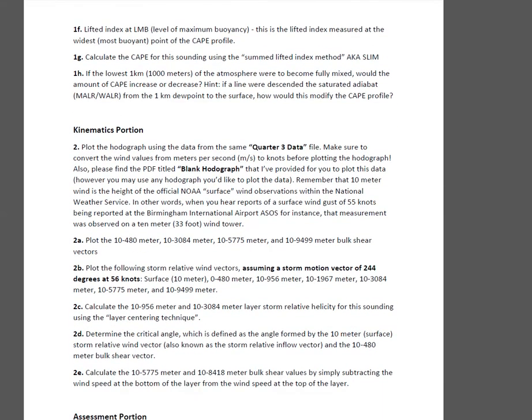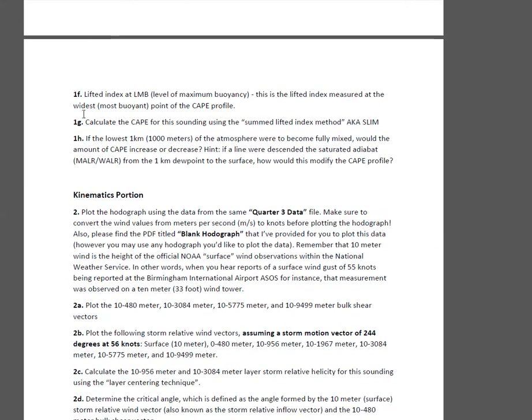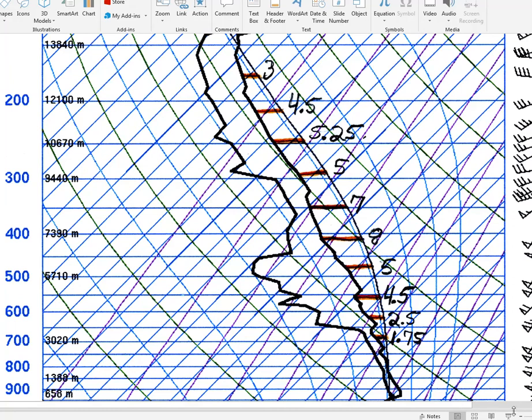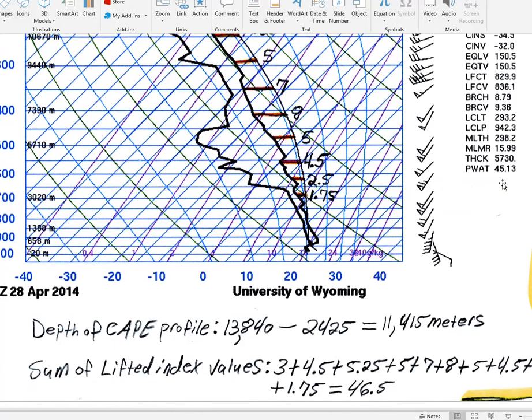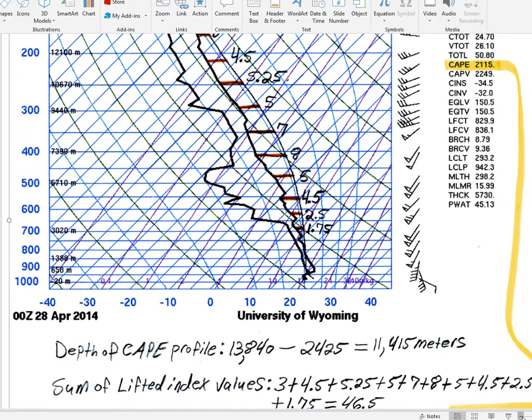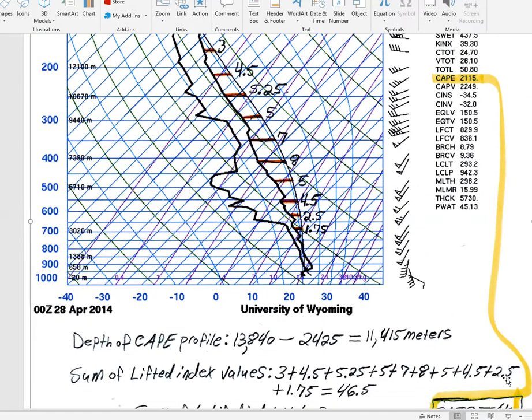Okay, so now we're going to start. Actually, let's finish. Calculate CAPE, 1G, right through here. We've got calculate the CAPE for this sounding using the summed lifted index method, also known as the SLIM. Summed lifted index method. So we'll take a look at this. This is actually a technique I've been working on. It's very simple for helping you calculate CAPE when given an atmospheric profile, a SkewT such as this.